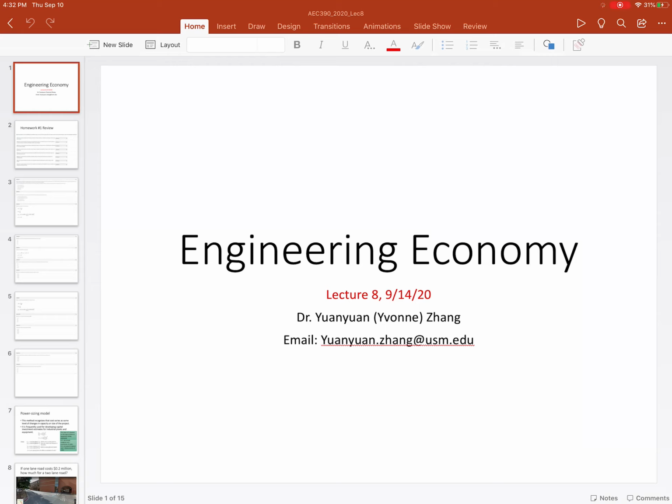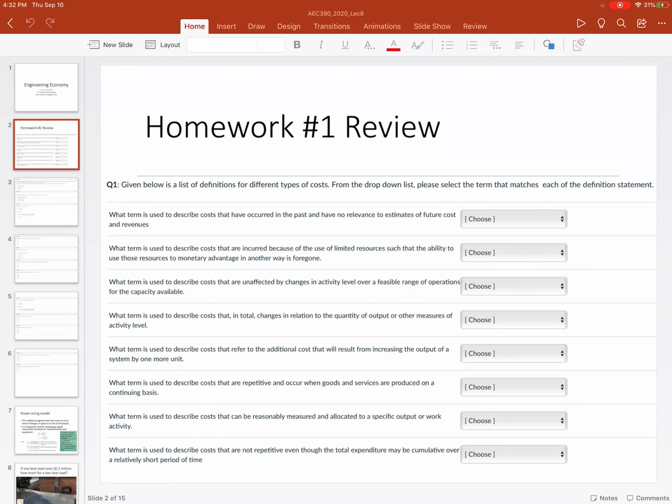And before we continue to learn the important techniques for cost estimating, we are going to review the homework number 1 first, okay, as we planned. And so in the homework number 1, we have two sets of questions.